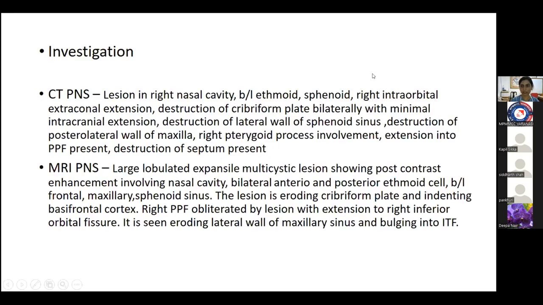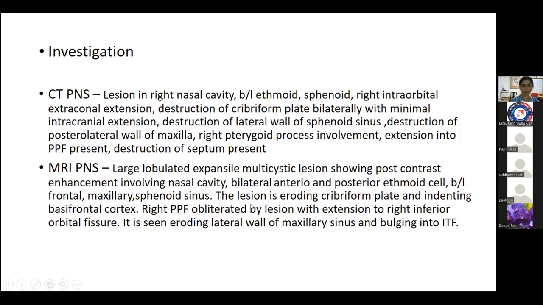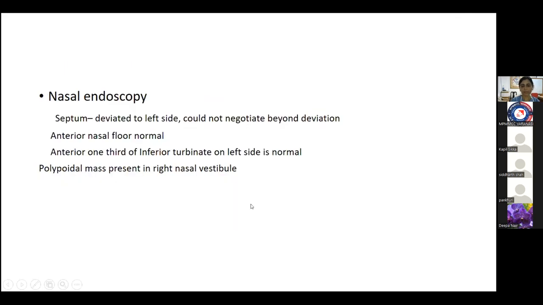Yes. So I would like to have some more description on what the mass looked like. Was it pink? Was it red? Was it pale? Was it gray? Was it slough covered? Where did it seem to arise from?